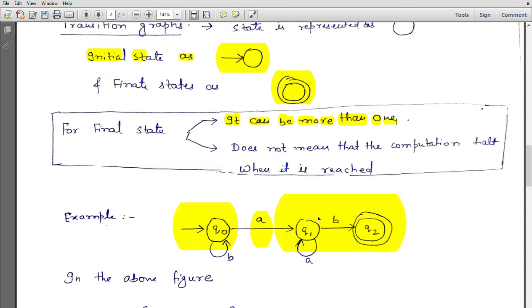Suppose we have been given a string BA. In this case, from the initial state, the machine will read B and it will remain in its initial state, because Q0 after reading B does not change its state, it resides in the same state. And the second alphabet is A, so after reading A it will go to Q1, and here the machine will halt. Since it is not a final state, we will say that BA, this string, is not accepted by the DFA, the deterministic finite automata.